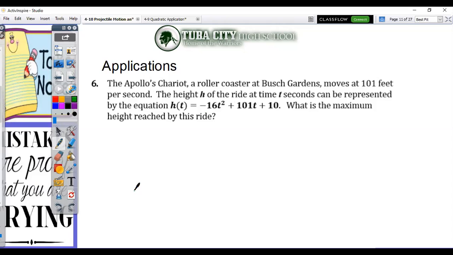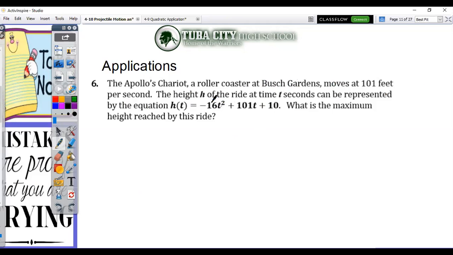All right, number 6. The Apollo Chariot, which is a roller coaster at Busch Gardens. So there's our exposition. It is explained to us what's going on. There's a roller coaster. And here's the clue statement. Moves at 101 feet per second. And again, we use h for height and t for seconds. And we represent it with this equation.